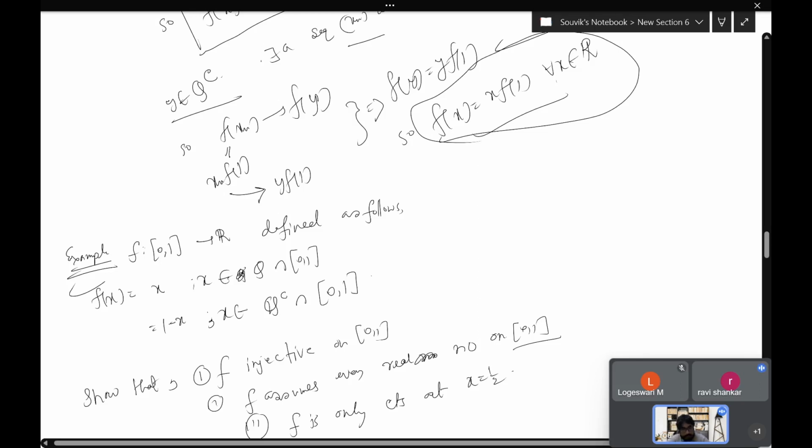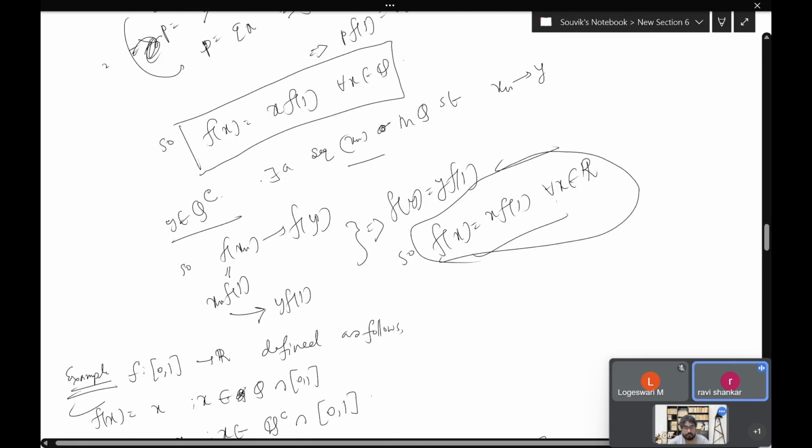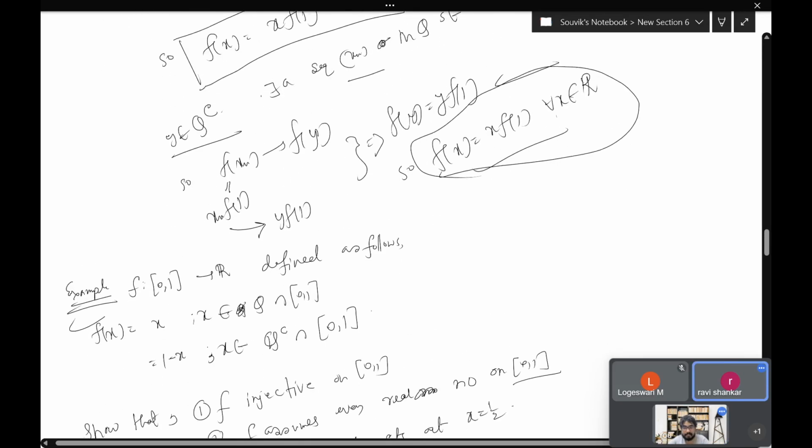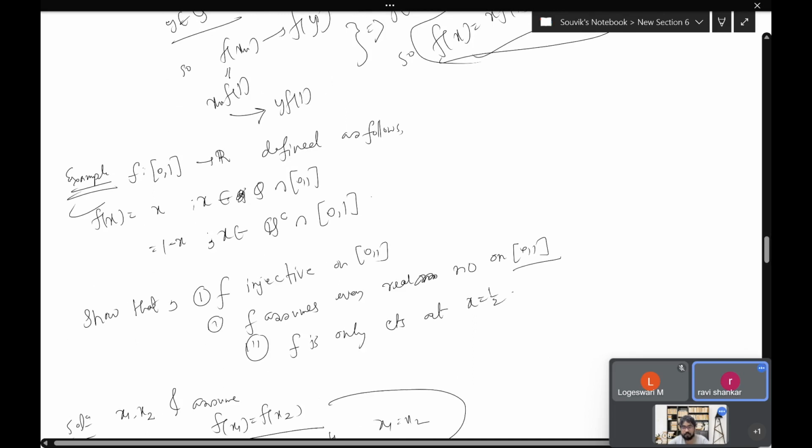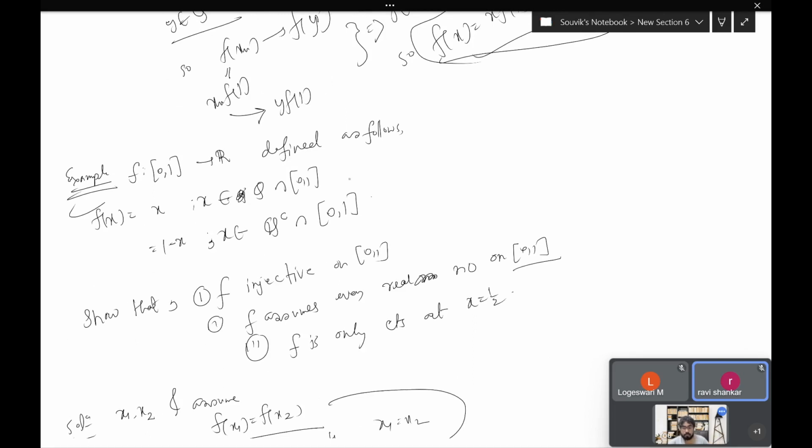Sir, this last example, can you explain once? f from (0, 1) to R. So basically here f(x) equals x when x belongs to the rationals and 1 minus x when x is irrational. We need to show the following.